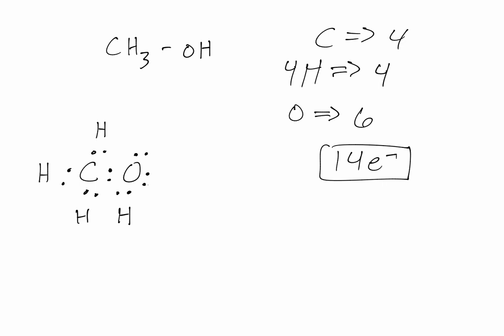Now each carbon and oxygen have an octet, and just to be sure, let's count the total number of electrons. 2, 4, 6, 8, 10, 12, 14, just as we expected. So this would be the stable Lewis structure for this molecule.